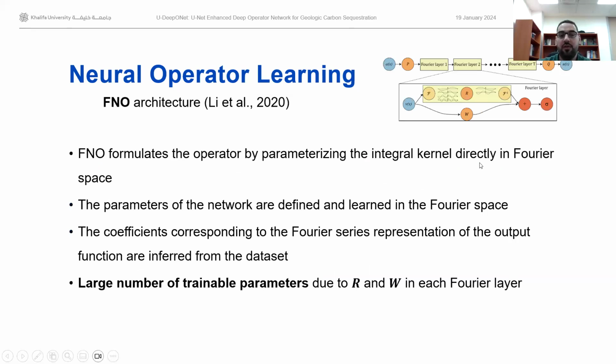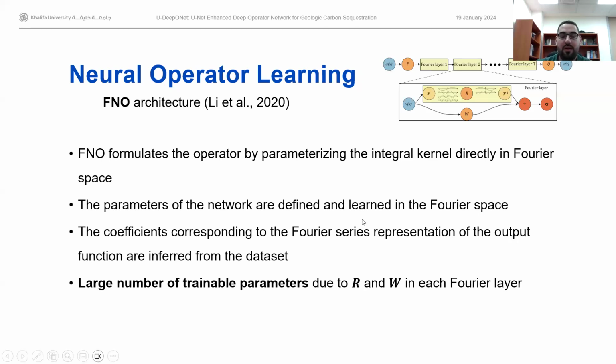So the FNO formulates the operator by parameterizing the integral kernel directly in Fourier space, and the parameters of the network are defined and learned in the Fourier space. The coefficients corresponding to the Fourier series representation of the output function are inferred from the data set. So this is referring to the R and W matrices that are trainable tensors that contain the trainable weights.